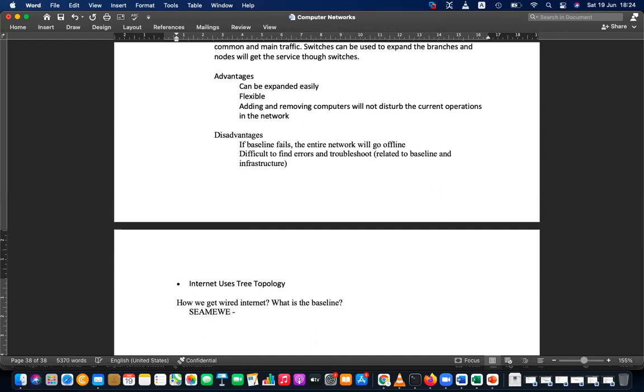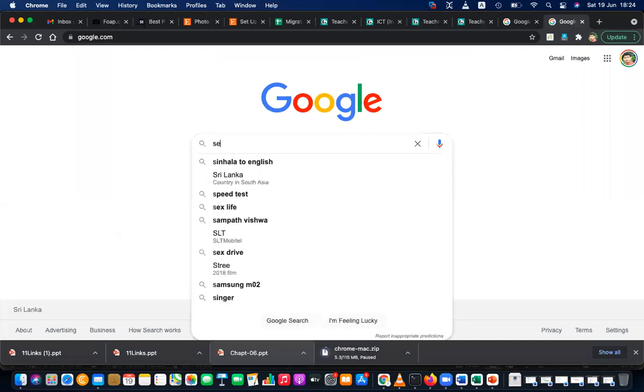Actually, that is connecting South East Asia, Middle East, and Western Europe. That is the bus cable, the baseline cable through which we are getting internet. So you can go to Google and type SEA-ME-WE.